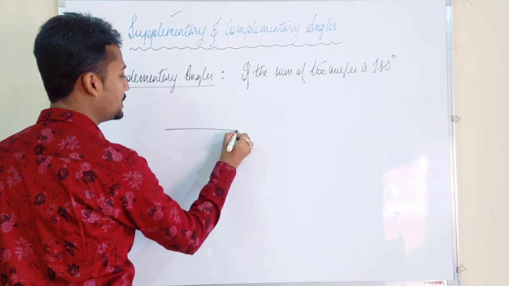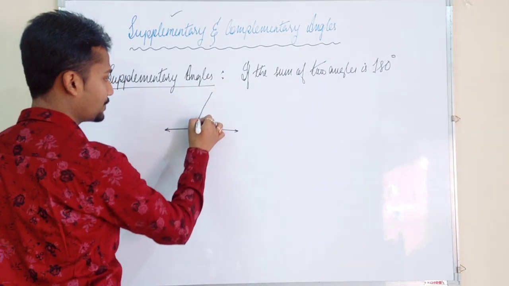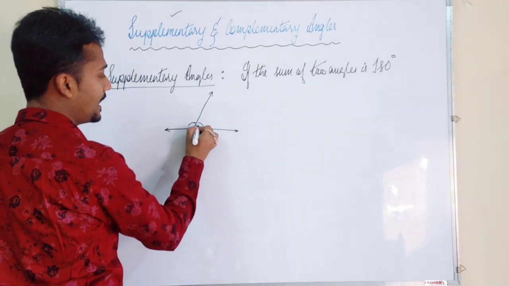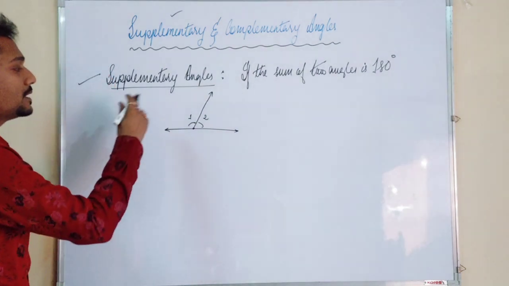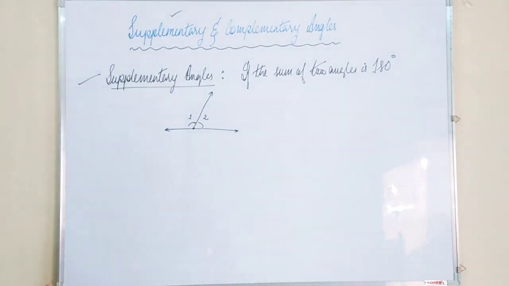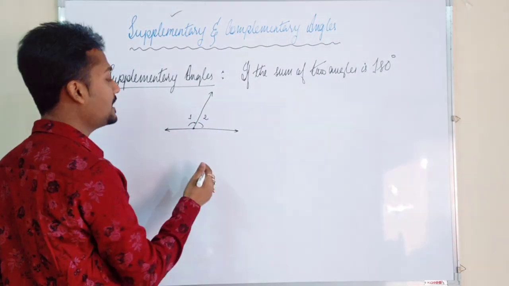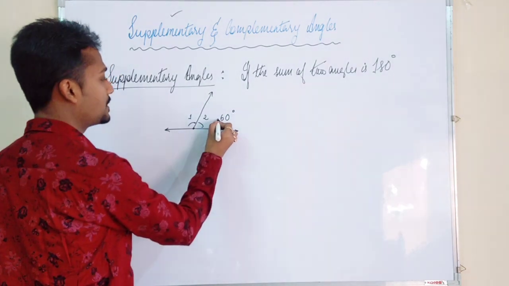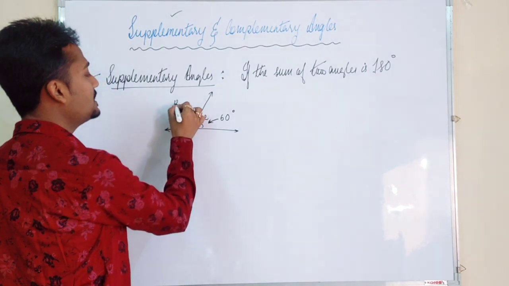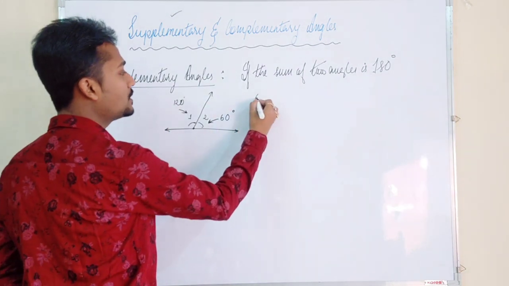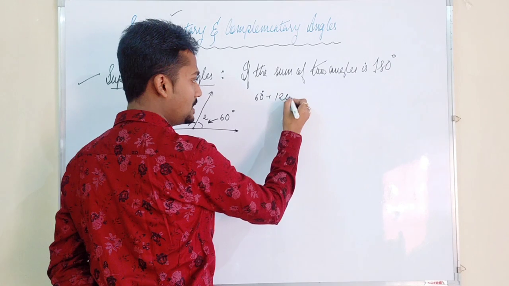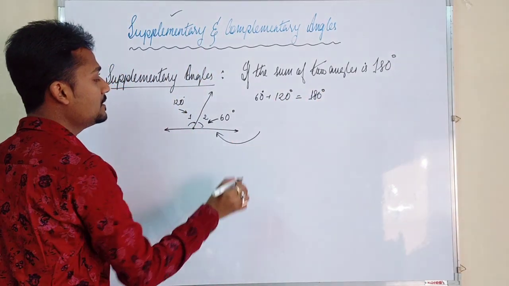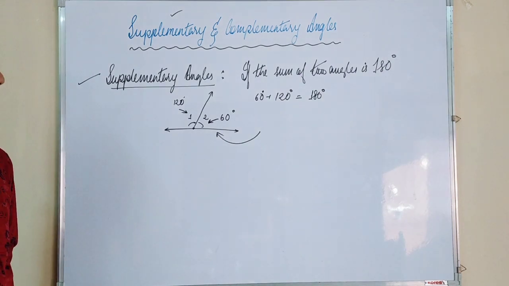Now let me draw a figure. So angle 1 and angle 2. By looking at the figure, we can easily say that the sum is equal to 180 degrees. Say for example, this particular angle is 60 degrees and this particular angle is 120 degrees. What will be the sum total? 60 plus 120 is equal to 180 degrees. Therefore, these are supplementary angles.